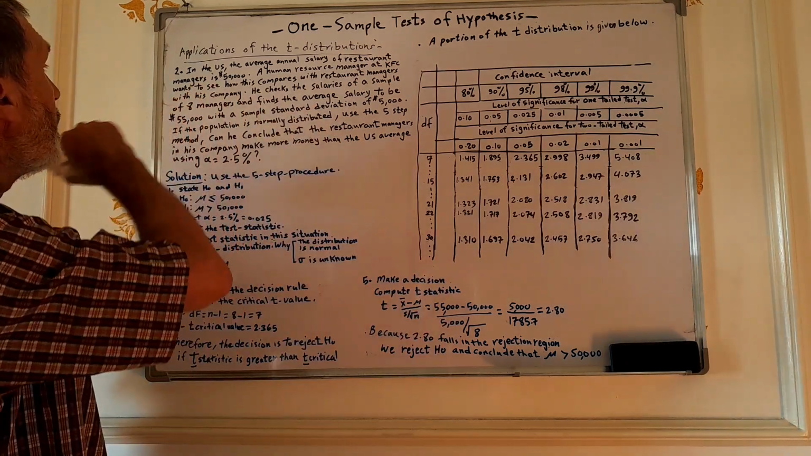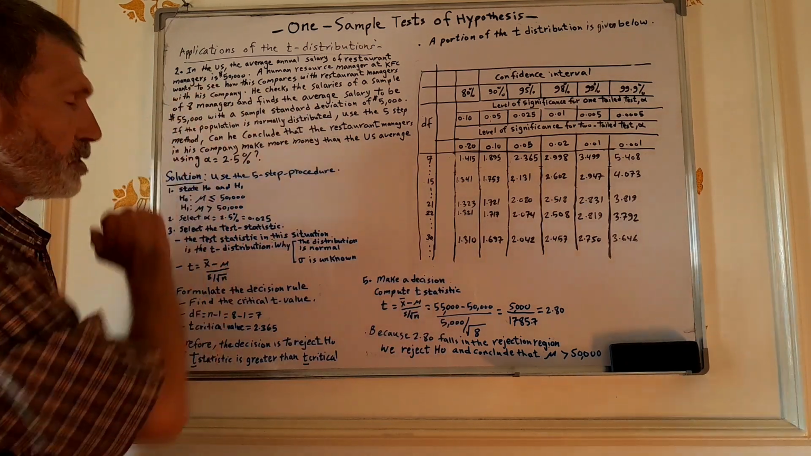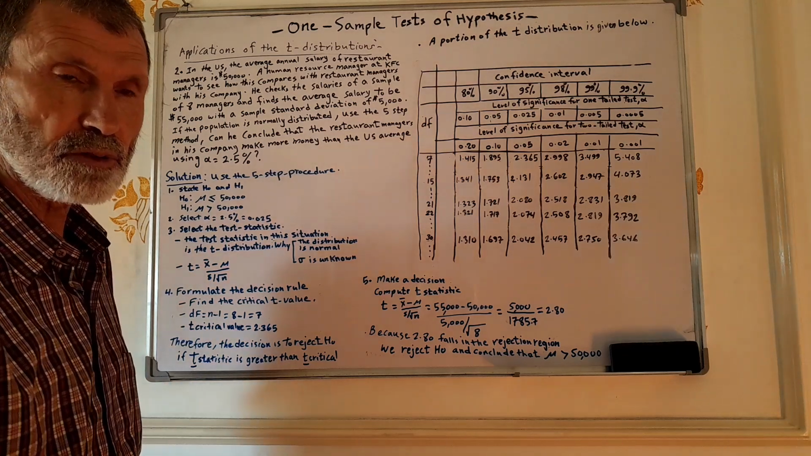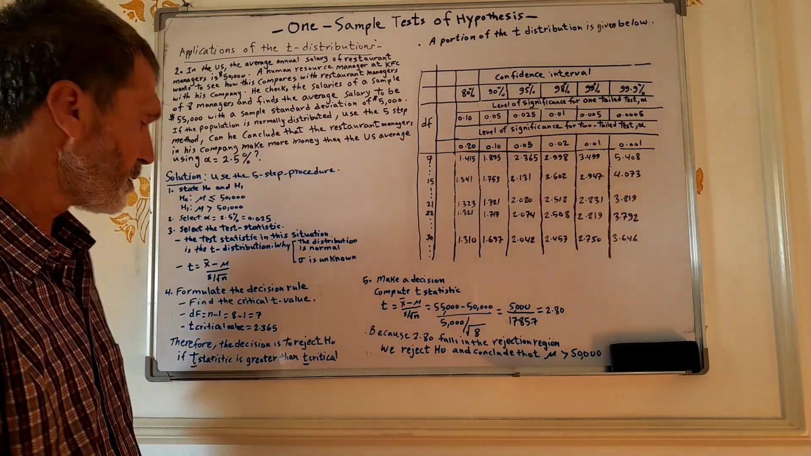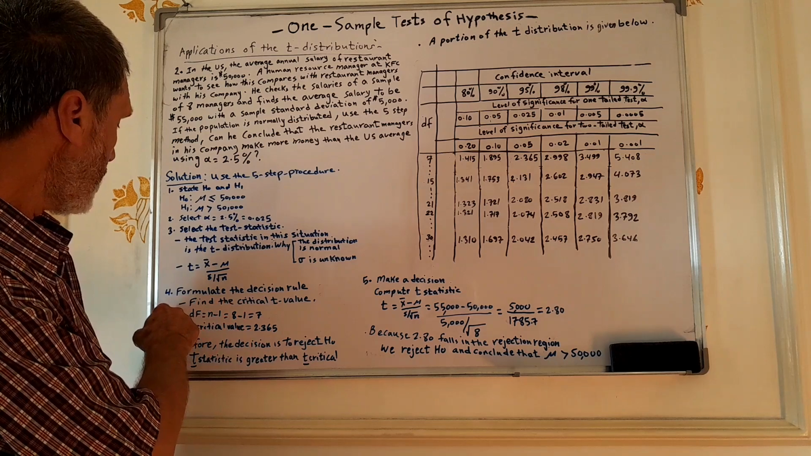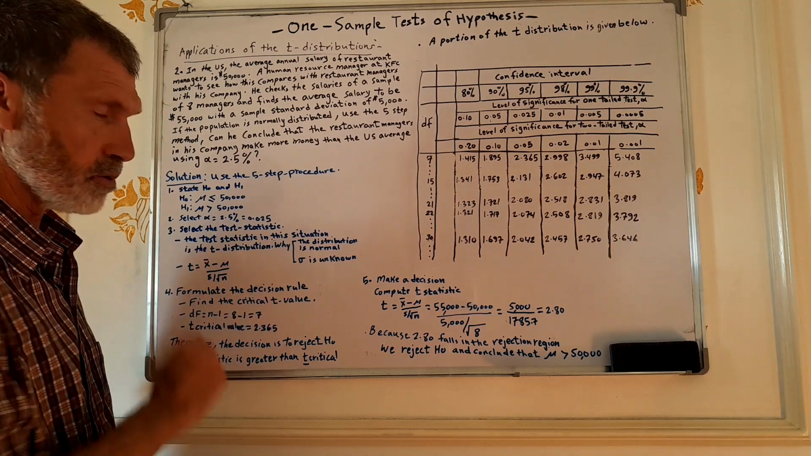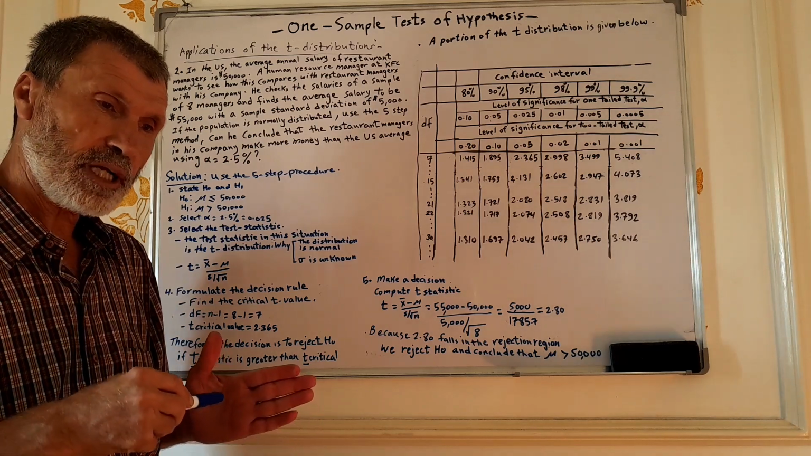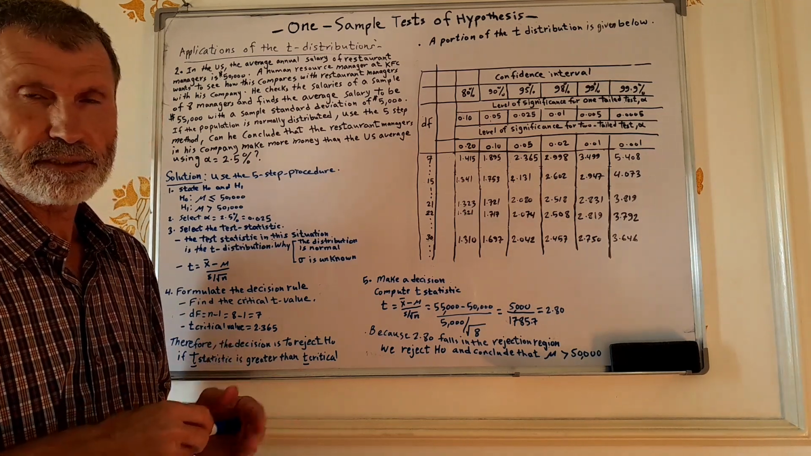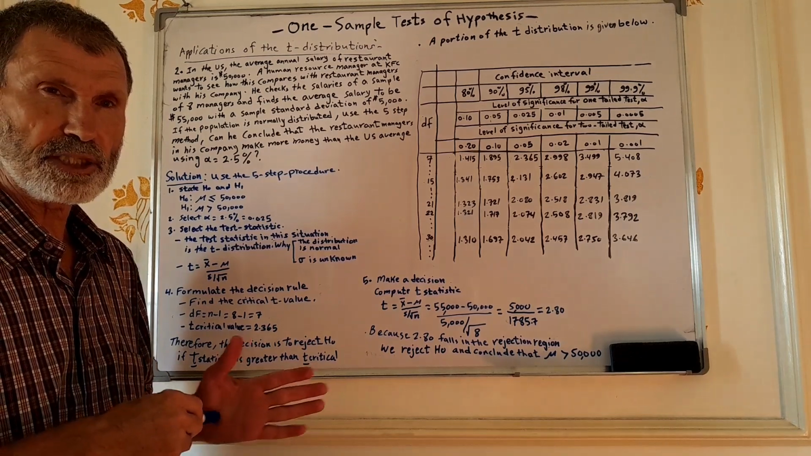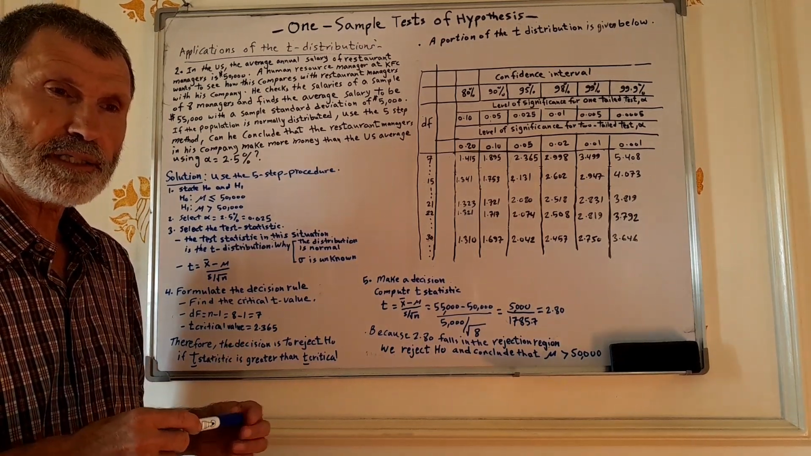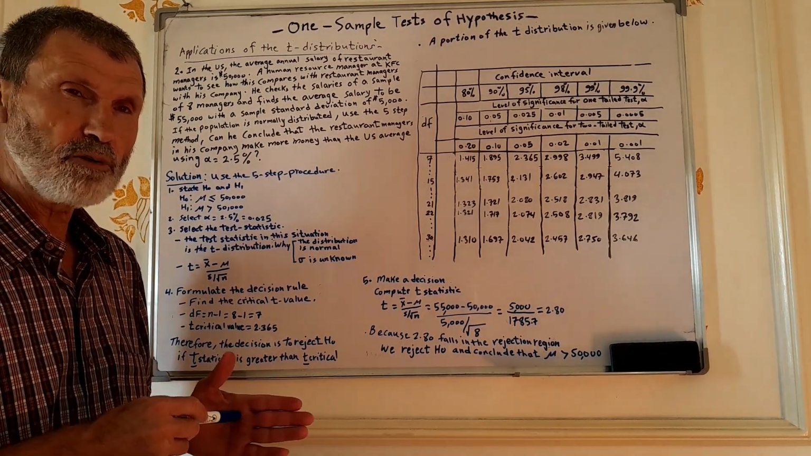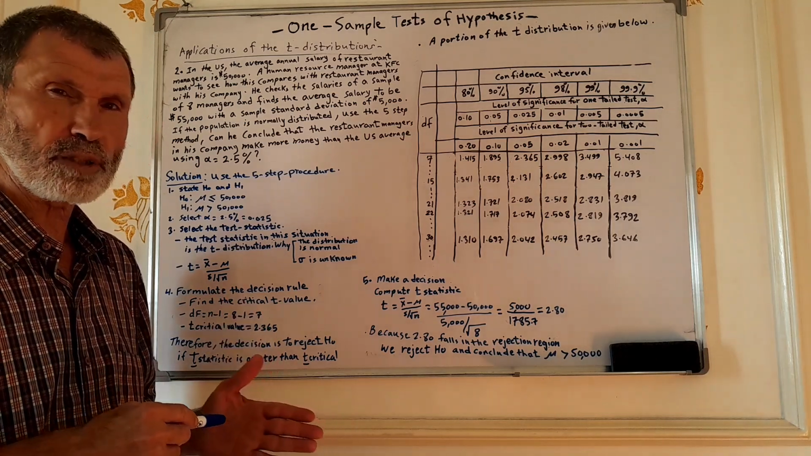We have here 8 managers. The sample size consists of 8 observations. Step 4, formulate the decision rule. The decision rule, of course, requires us to calculate the T critical. So when we say formulate the decision rule, we have to calculate the T critical. How do we calculate it? I have already talked about it in many problems before.